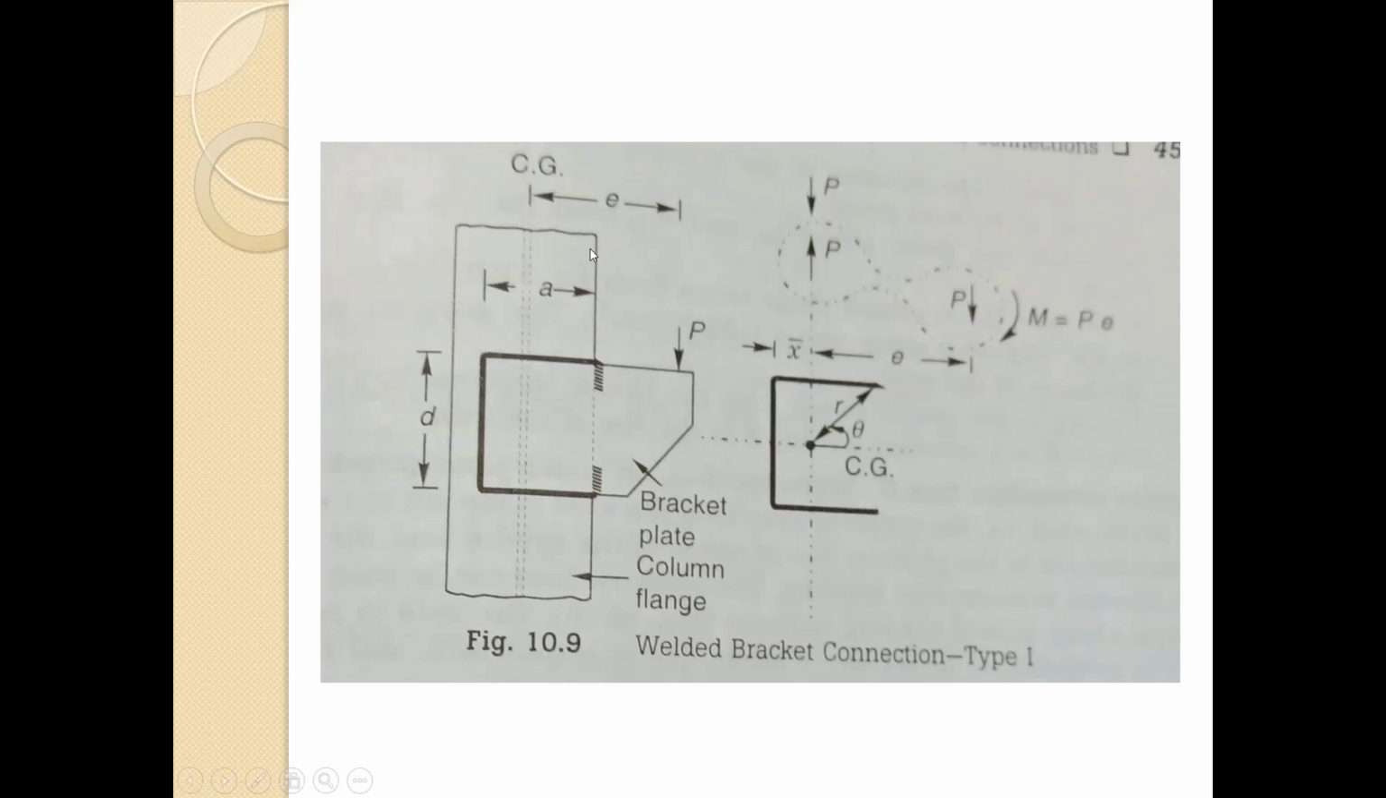So this is particularly the flange of the I section or the column, and on it this bracket has been connected on the column flange. Here you can see this weld is provided. So what are the forces coming on this particular weld? One force is this twisting moment, which is because of the eccentricity.